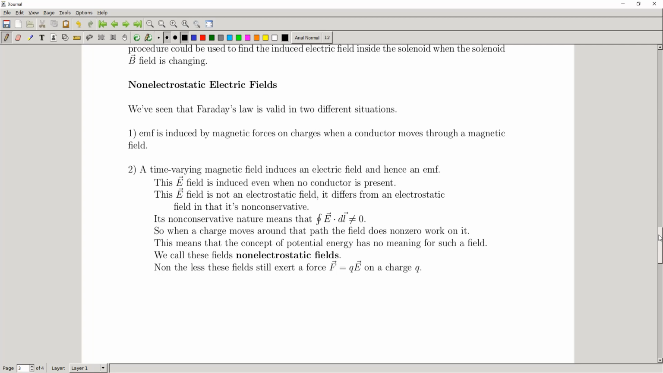The electric field is, as we said before, not an electrostatic field. It differs from an electrostatic field in that it's non-conservative. When we talked about this argument, it's kind of a circular argument: these are both true because the other one is true. But it's certainly true that it's a non-conservative electric field because the loop integral around this closed loop is non-zero. We would need that loop integral to be zero for this to be a conservative electric field, for it to give rise to conservative forces. Since it's non-zero, it's non-conservative.